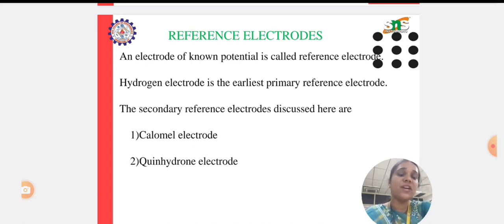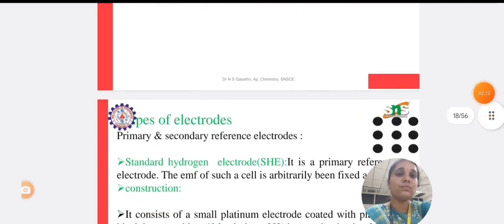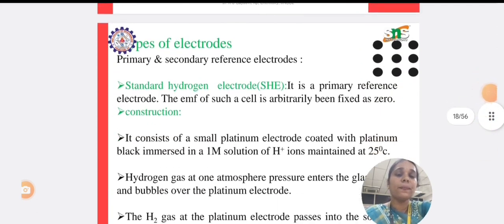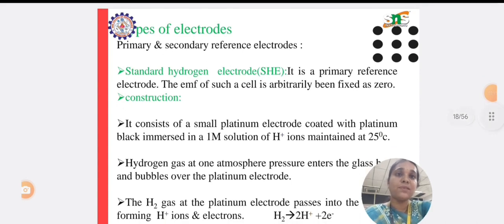But nowadays we use the calomel electrode and the quinhydrone electrode, and most commonly the calomel electrode, as the reference. These two are called secondary reference electrodes. First we are going to see the calomel electrode. The types of electrode we are going to see are the primary and secondary reference electrodes.